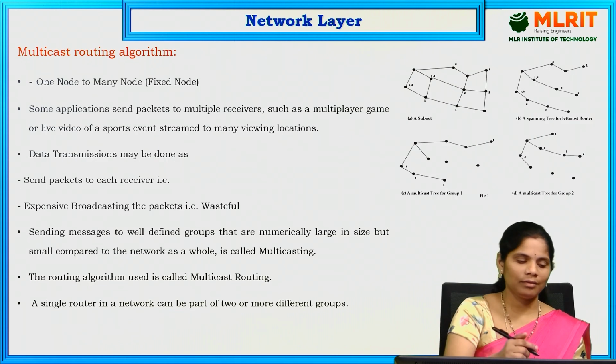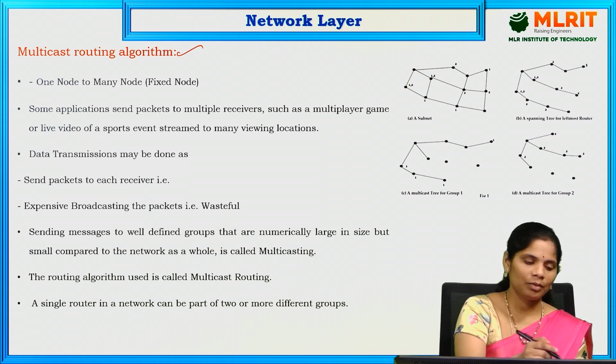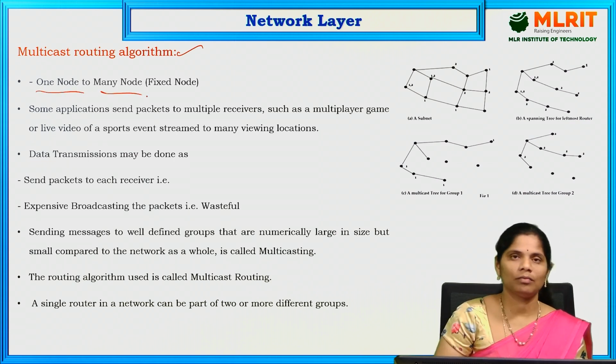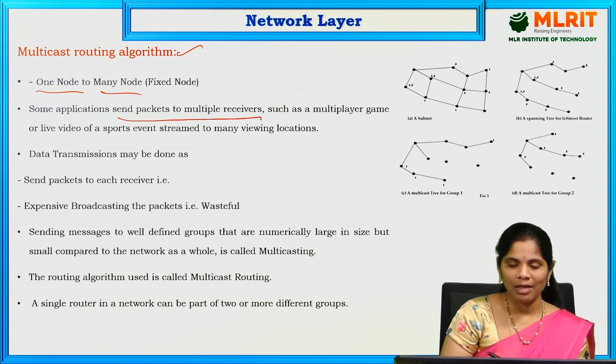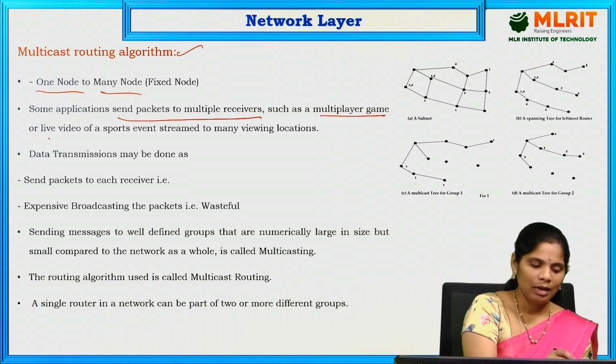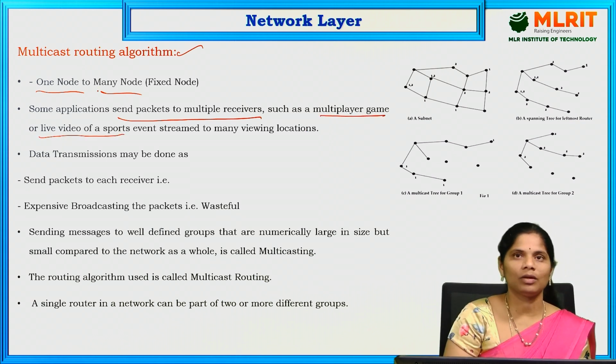And next is multicast routing algorithm. What is multicast routing algorithm? Multicast is nothing but one node to many nodes. We are transferring the data to fixed nodes. Some applications send packets to multiple receivers, such as multiplayer games and live video of sports. Those are some examples of the multicast routing algorithm.